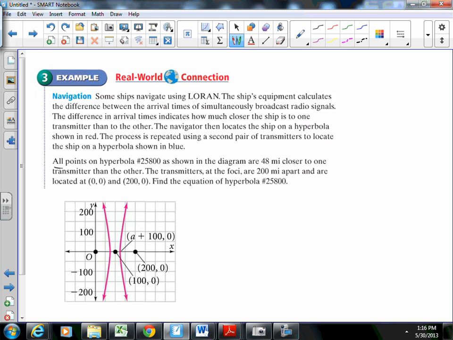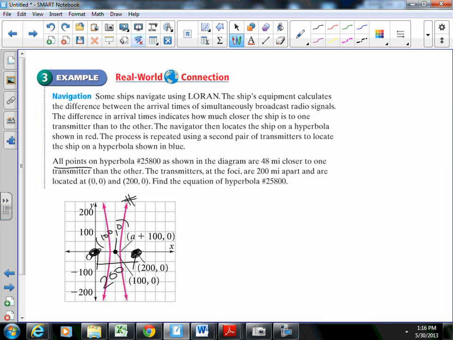The information told us here, all points on the hyperbola number 25800. Now that's just this hyperbola here. It's just a piece of data that they've collected. All points on that hyperbola shown in the diagram are 48 miles closer to one transmitter than another. The transmitters are the foci. So here's a transmitter, here's another transmitter. They're 200 miles apart. So this is going to be 200. So obviously that coordinate point there is going to be 100, 0.